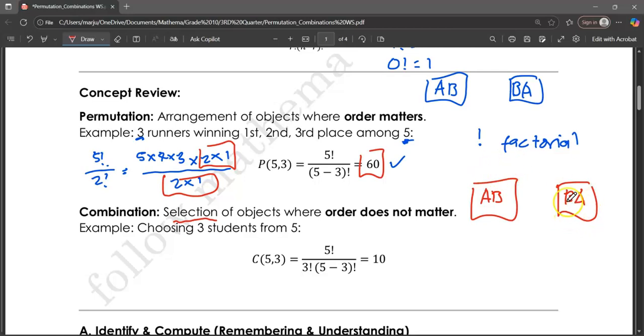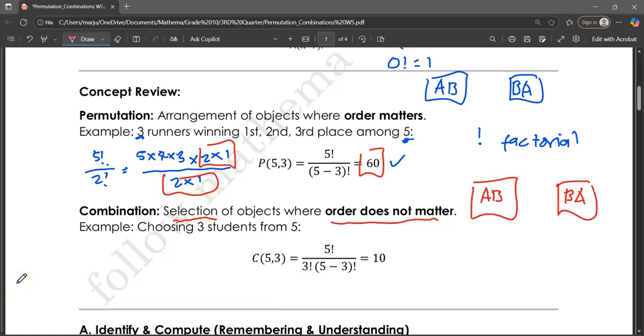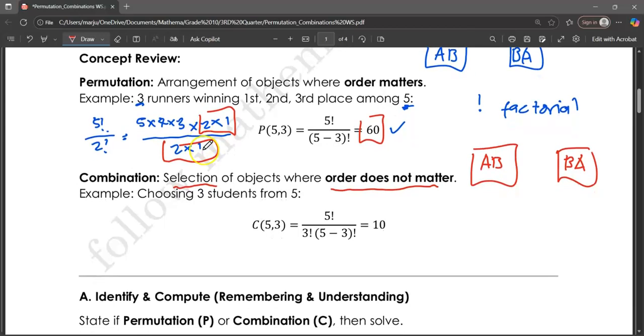So for instance, your teacher will be asking you to form a group with 2 members in each group. So if this is your classmate A and this is you B, if you're going to interchange you and your classmate, again, that is just one group, right? So again, that is an example of combination. Order does not matter. Selection or groupings. For instance, choosing 3 students from 5. So how many ways can we choose 3 students from 5 students?